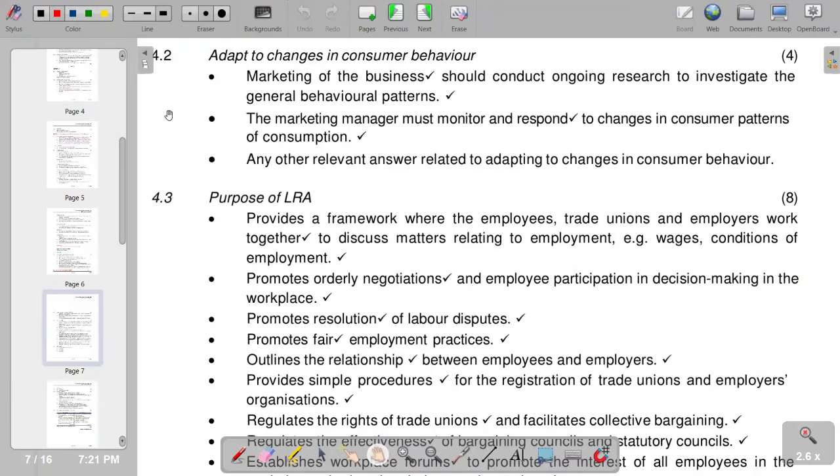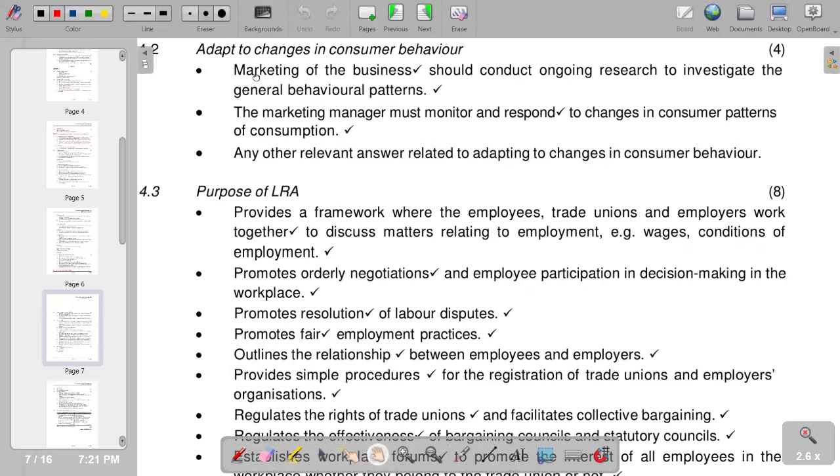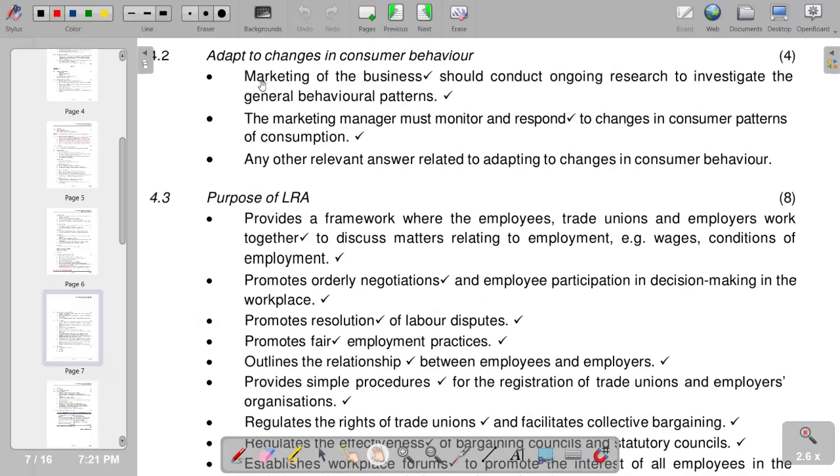On the next part, 4.2, these are the ways of monitoring changes in consumer behavior. The first is that the marketing department of the business should conduct ongoing research to investigate general behavior patterns. Also, the marketing manager must monitor and respond to changes in consumer patterns of consumption. Those are the points that we have.